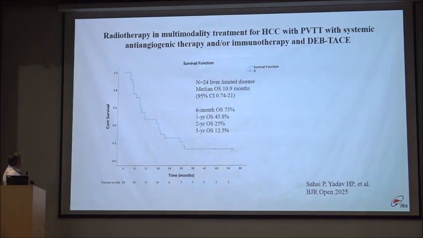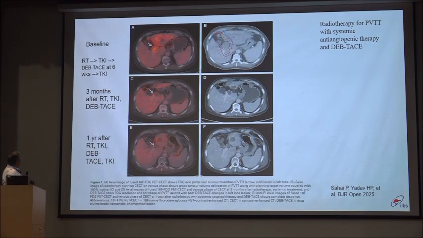Next. This is also a paper published by ILBS in which 24 liver-limited disease cases were taken. In this, median overall survival was 10.9 months and 6-month overall survival was 75%. Next.